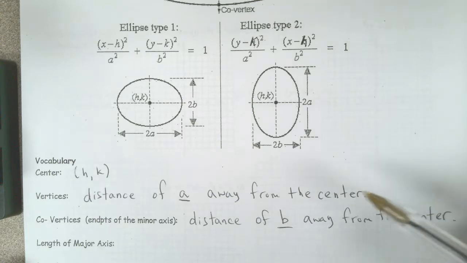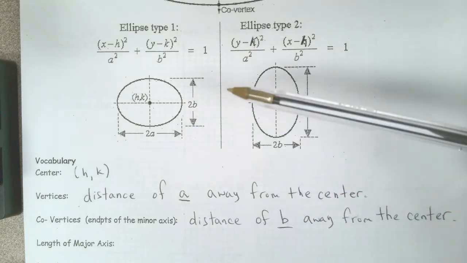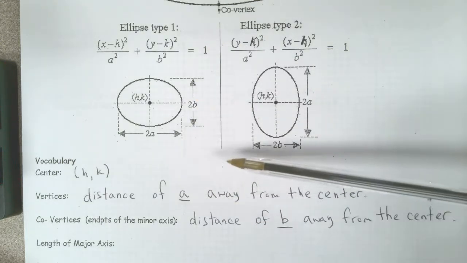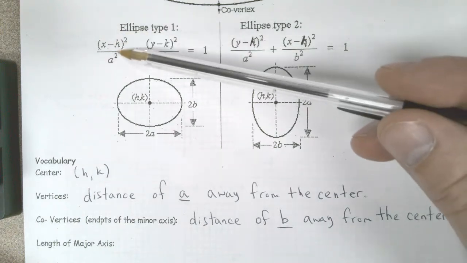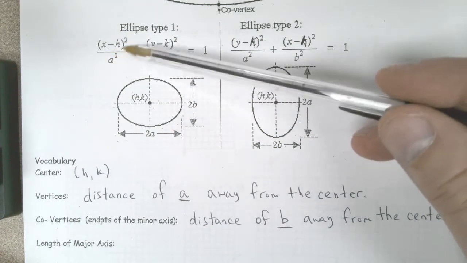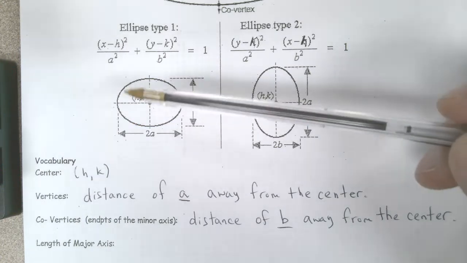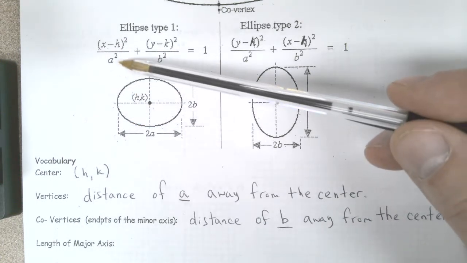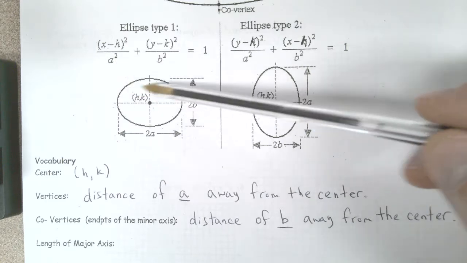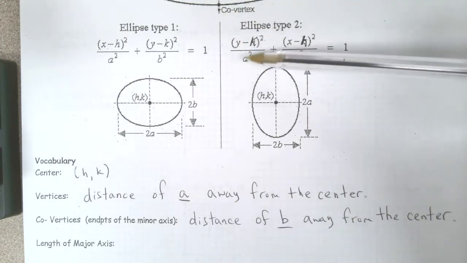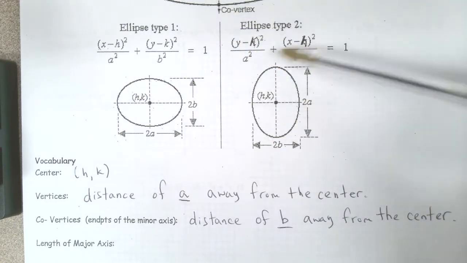Again, notice when we're looking at standard form, when we're talking about the difference between A and B, the bigger value will always be the A value. That's how we know which one is A or B when you're looking at the numbers. So if A is under x, it will be horizontal. If A is under y, it will be vertical.